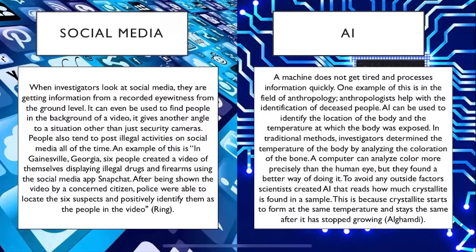To avoid any outside factors, scientists created AI that reads how much chrysolite is found in a sample. This is because chrysolite starts to form at the same temperature and stays the same after it has stopped growing.